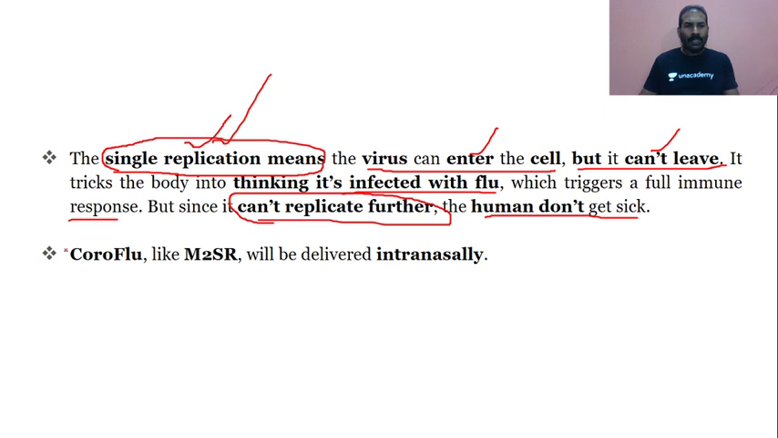It can't replicate further. And then Coroflu, the vaccine, just like M2SR, will be delivered intranasally. So this is very important from the prelims point of view in regards to Coroflu, M2SR, single replication, and that it can enter the cell but cannot leave the cell, and thereby because it can't replicate further, humans do not get sick.